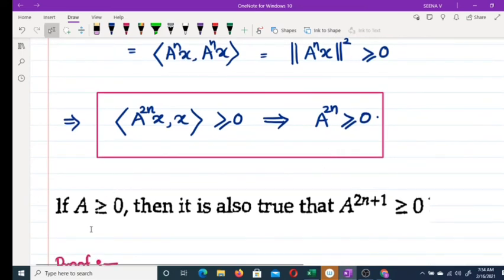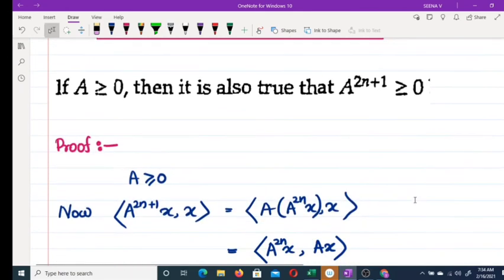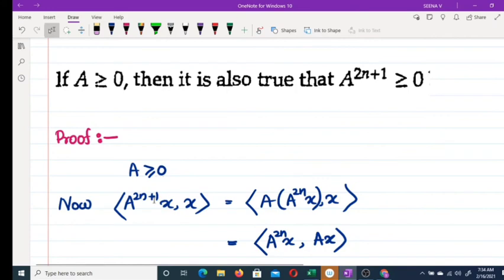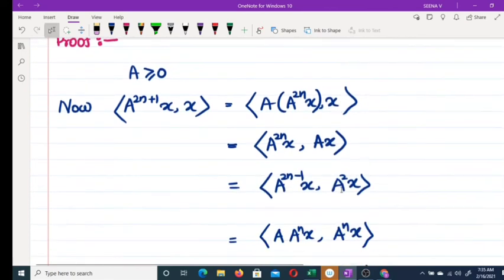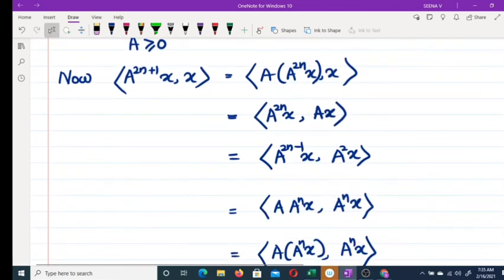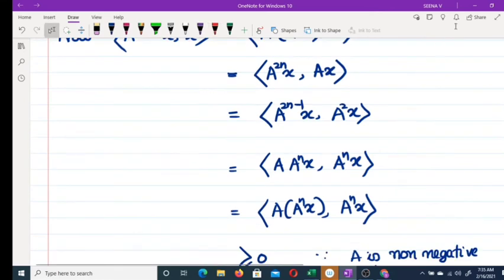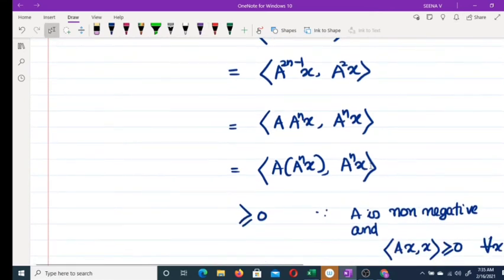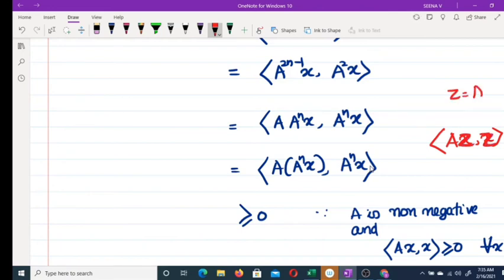Now next, if A greater than or equal to 0, then A raised to 2n plus 1 is also greater than or equal to 0. So A greater than or equal to 0, A raised to 2n plus 1 x, x equal to inner product A of A raised to 2n x, x, and this is A raised to 2n x by property, by symmetry property. So this is again repeating, and finally we get inner product A raised to n x, A raised to n x. That is, this is of the form inner product A x, x, or inner product A z, z, where z is equal to A raised to n x.